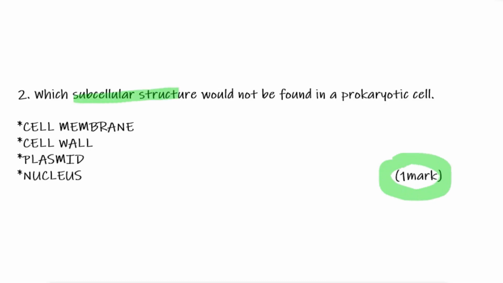Question 2, worth 1 mark. Which subcellular structure would not be found in a prokaryotic cell? Now, we know a prokaryotic cell is a bacterial cell, so we think back to which structures are not found in a bacterial cell. We know cell membrane is in a bacterial cell. We know a bacterial cell has a cell wall. It has plasmids, but it doesn't have a nucleus. So our answer is the nucleus.